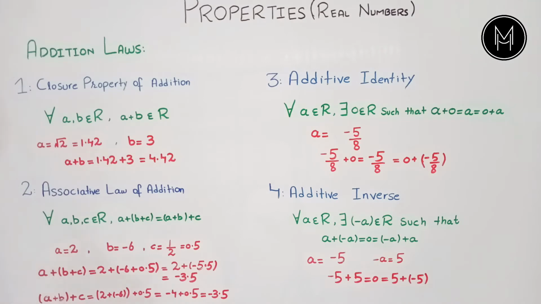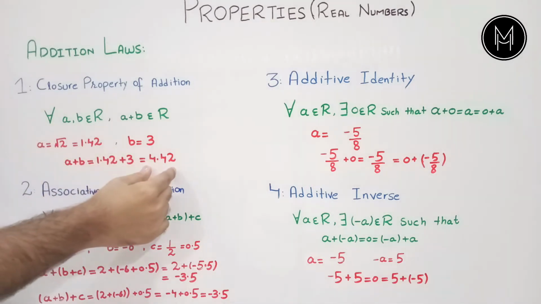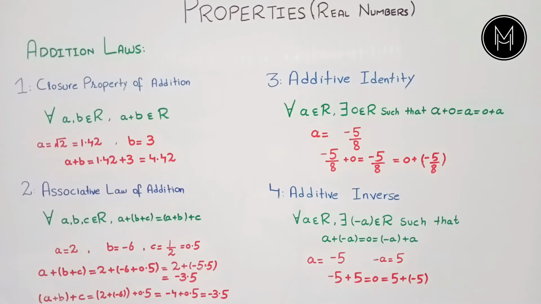So we need to check whether 4.42 is present in the set of real numbers or not. So the answer is yes, it is present. We can draw this number on the number line. So this is a real number. So this means that real numbers satisfy the closure law of addition.